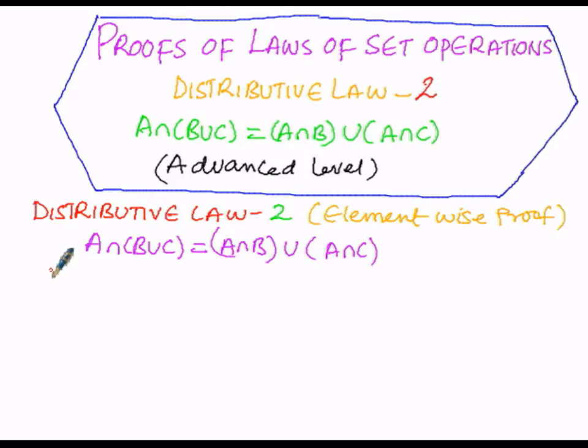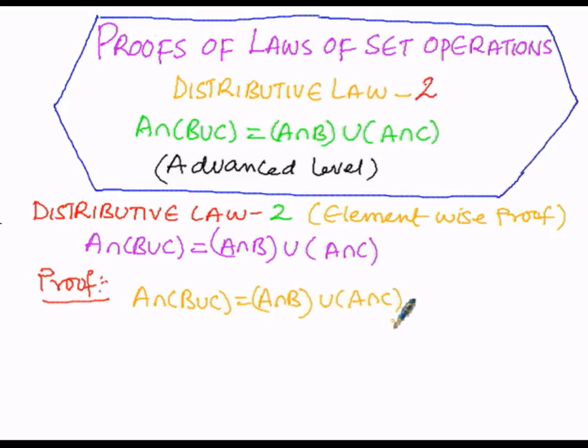Then now the proof starts. In our proof, we have to prove the condition, that is A intersection of B union C is equal to A intersection B union A intersection C, by means of the element wise proof. First of all we have to prove two conditions: one, the left hand side as a subset of the right hand side, and the second, the right hand side as a subset of the left hand side.